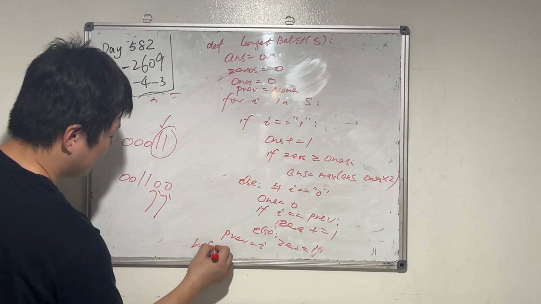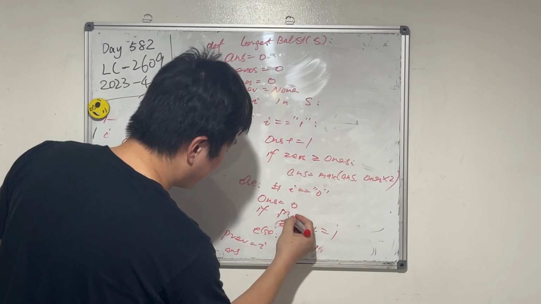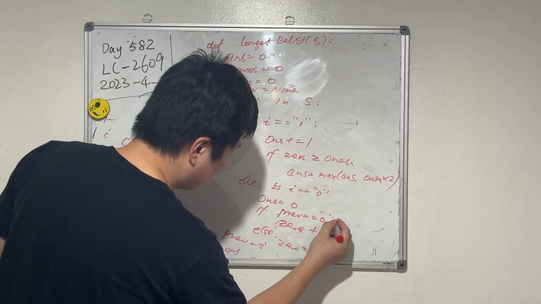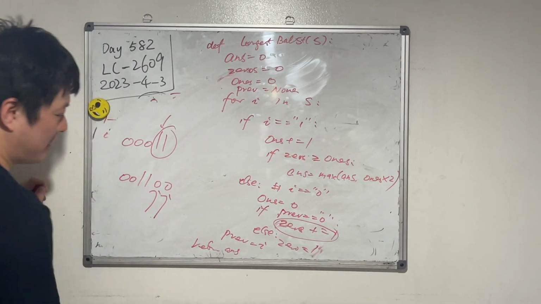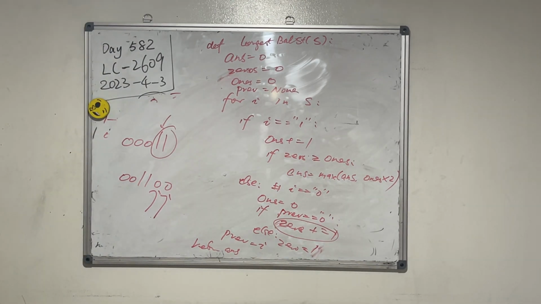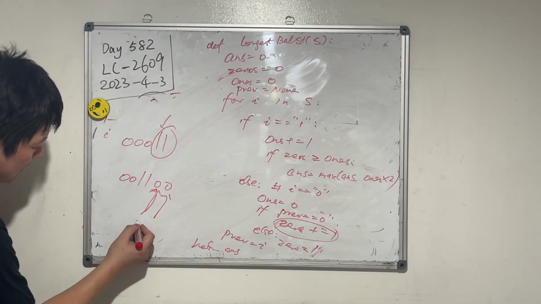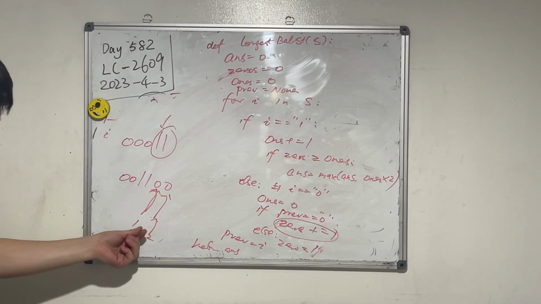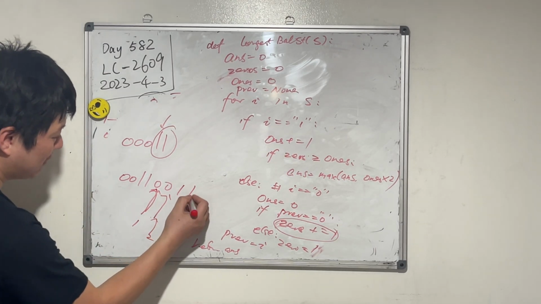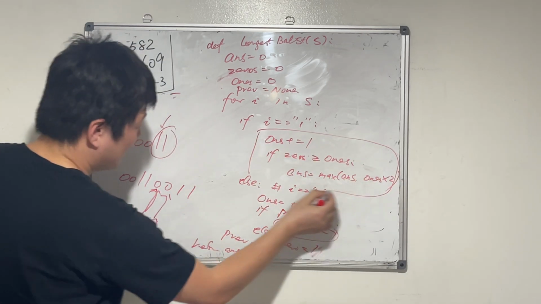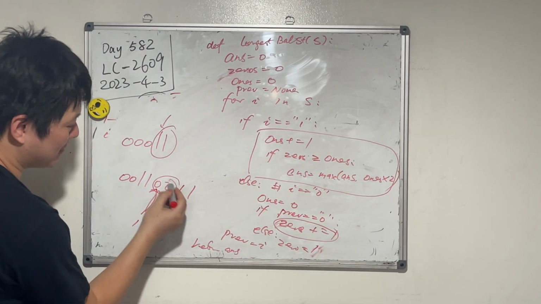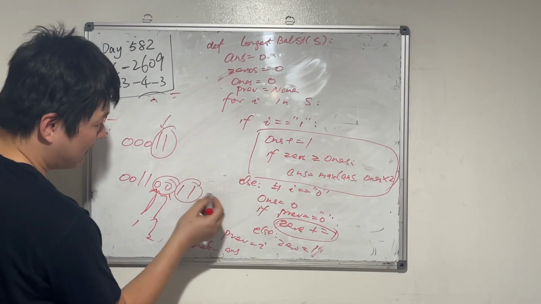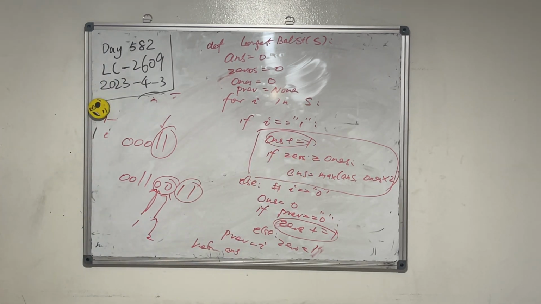And then return answer. If previous is a 0, then zeros plus equal 1, else zeros equals 1, okay? So at this point, we set the 0 to 1. At this point, we set the 0 to 2. And then when it's 1 again, we don't set the zeros here, right? We compare if the number of 0s is bigger than the number of 1s, okay? Make sense here? Yeah?